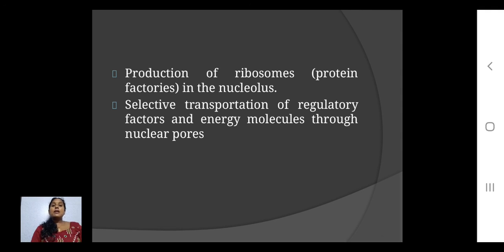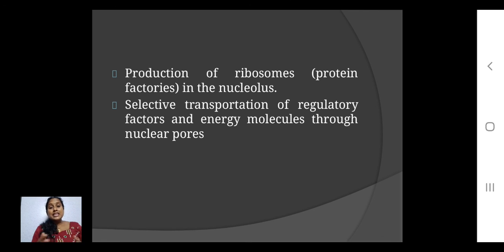There is also the selective transportation of regulatory factors and energy molecules through the nuclear pores. Another function is the transportation function of the nuclear pores, because transportation is needed once the synthesis has taken place and the product has to be located elsewhere. For example, the synthesis of the ribosome takes place inside the nucleus, but it has to be relocated to the cytoplasm.